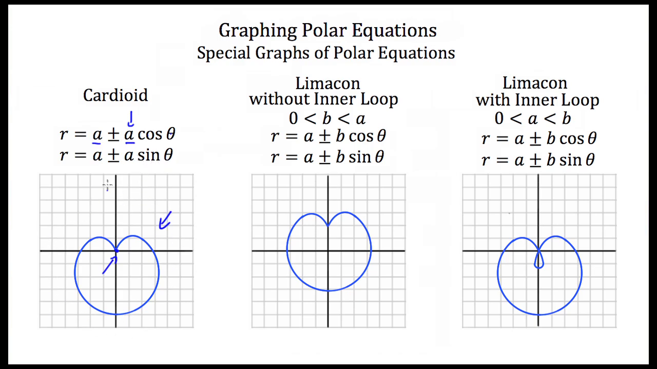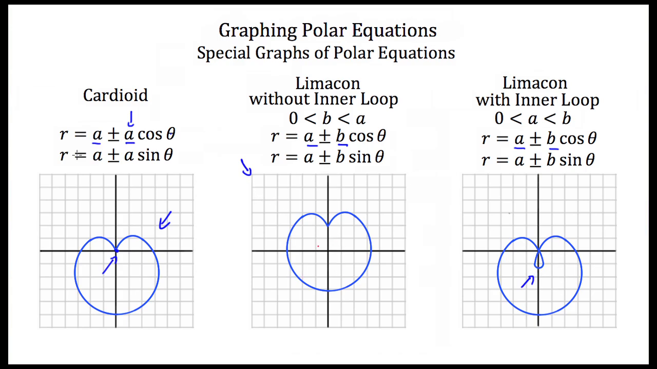Now if these numbers are different, a and b, and a is greater than b, then you end up with this limacon that we saw earlier. If a ends up being smaller than b, then you again end up with a limacon, but your limacon has this inner loop. This thing curls in, and you might have another loop inside your limacon. But again, just memorize this equation: r is equal to a plus or minus b times the cosine of theta. And again, if b is bigger than a, you have a loop. If a is bigger than b, you don't.